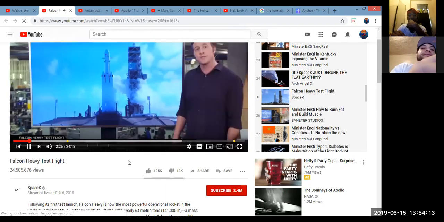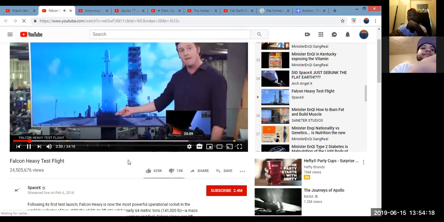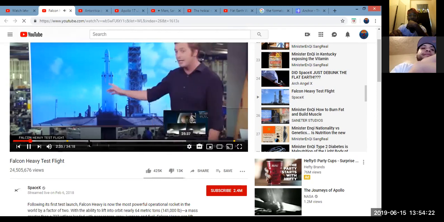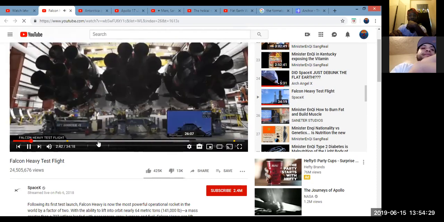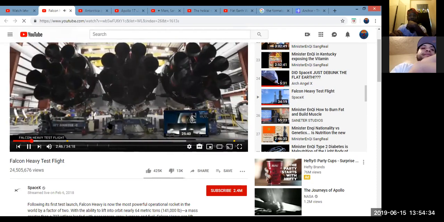Falcon 9, Falcon Heavy, 2 launch vehicles. The difference is that the first stage in Falcon Heavy is comprised of 3 cores. Falcon 9 has 1. Now, each one of these cores has 9 M1D engines, making for a total of 27 engines, which produce nearly 2 million pounds of thrust at takeoff.